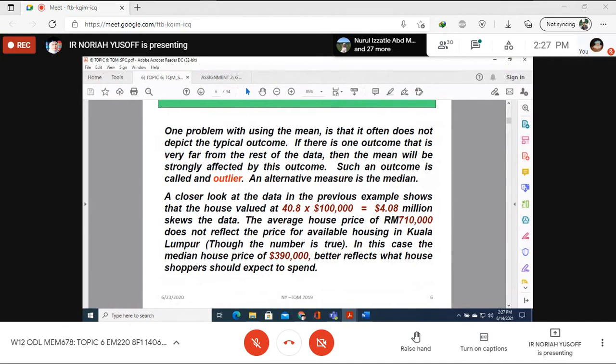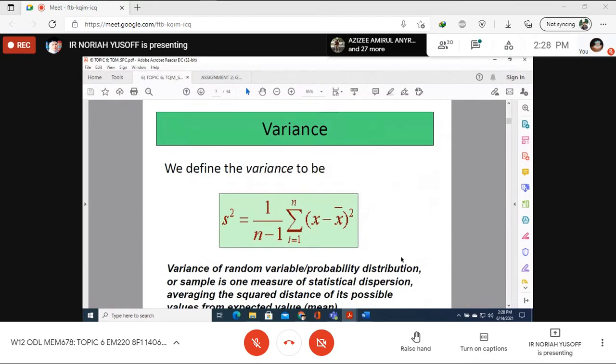Okay, so the average house price of 710,000 does not reflect the price of the available houses in the KL area during that time. Okay, I did this sample in the year 2019. So during that time, the median house price of 390,000 better reflects what house shoppers should expect to spend. So the moral of this discussion is that whatever numbers you have gathered, at the end of the day, it takes you to analyze those numbers and evaluate them according to the present environment or present condition. Okay, the numbers or data may lie, but it takes someone to come up with a more valid and, I would say, realistic assessment.